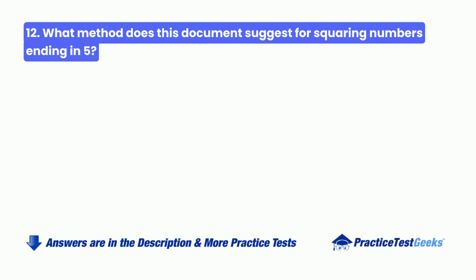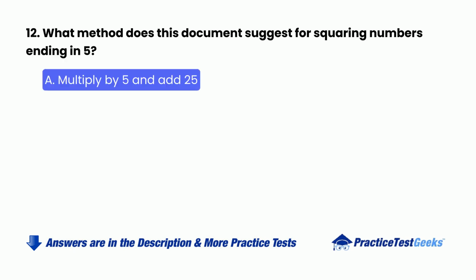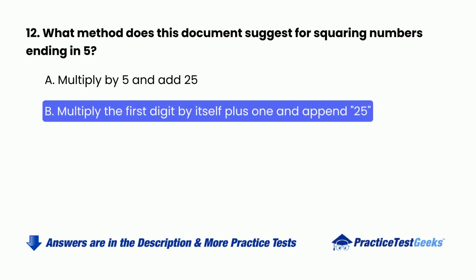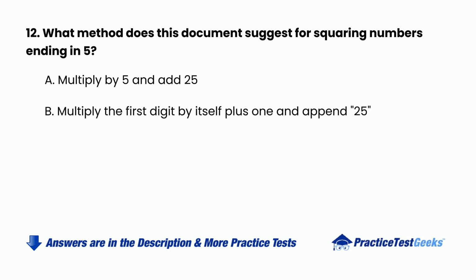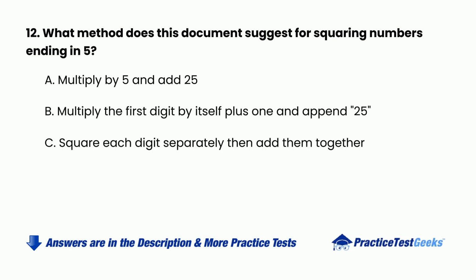12. What method does this document suggest for squaring numbers ending in 5? A. Multiply by 5 and add 25. B. Multiply the first digit by itself plus 1 and append 25. C. Square each digit separately then add them together. D. None of these.